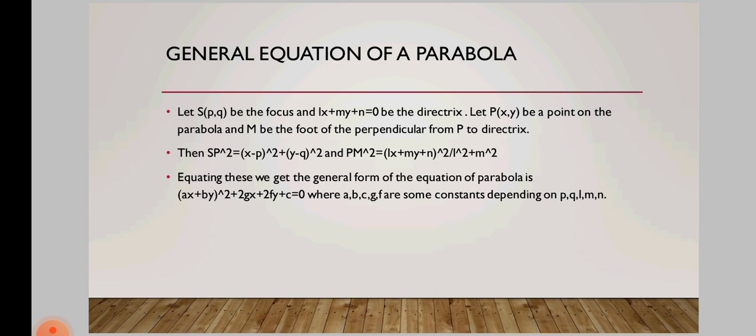If (x, y) is the coordinate of the point, then the distance between the point (x, y) and (p, q) is root over (x minus p) whole square plus (y minus q) whole square, and the distance between the directrix line and the point P is (lx plus my plus n) by root over (l square plus m square). Squaring these two and equating, we get the equation of the parabola of the form (ax plus by) whole square plus 2gx plus 2fy plus c equal to 0, where a, b, c will be some constants depending upon p, q, l, m, n.